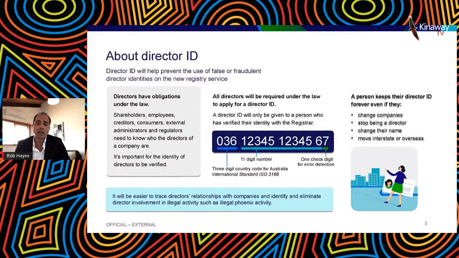All directors are required to apply for a Director ID. The Director Identification Number itself is free to apply for. It is a number that is issued once, and each director keeps their single identification number forever, for the life of their directorship and beyond. It doesn't matter whether they cease to be a director, or whether they move interstate or overseas, the number stays with them.